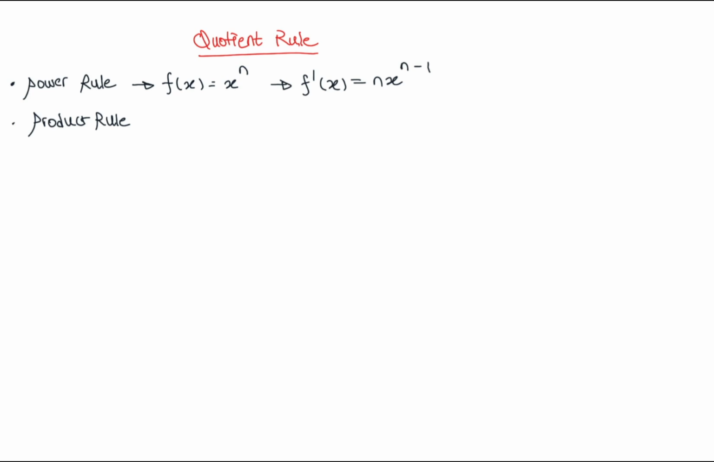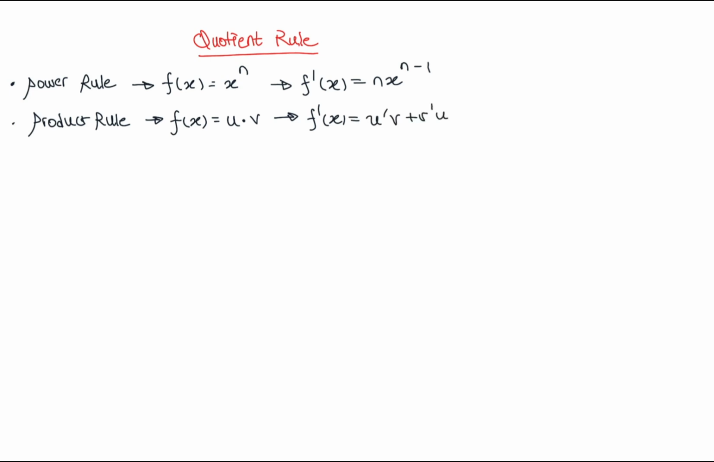to the n minus 1. The product rule is whenever we have two components multiplied by each other, where we denote them as u and v, and the derivative is u prime v plus v prime u.